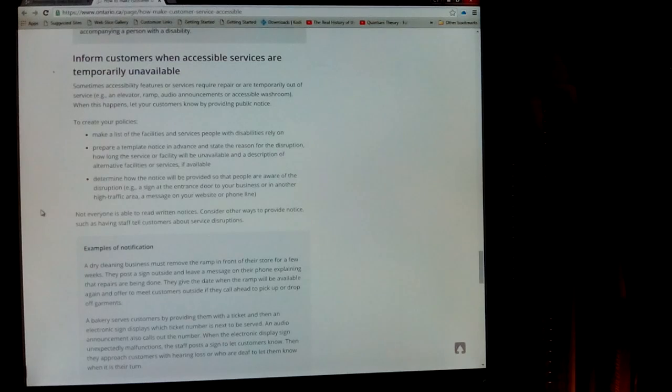Inform customers when accessible services are temporarily unavailable. Sometimes accessibility features or services require repair or are temporarily out of service. For example, an elevator, ramp, audio announcements, or accessible washroom. When this happens, let your customers know by providing public notice. To create your policies, make a list of the facilities and services people with disabilities rely on. Prepare a template notice in advance and state the reason for the disruption, how long the service or facility will be unavailable, and a description of the alternative facilities or services if available.